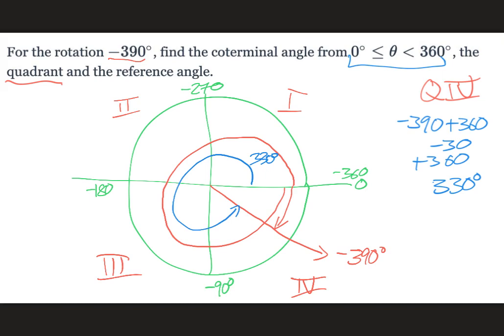And then finally, we're looking for our reference angle. And the reference angle is how far do we have to go until we get back to the x-axis. Well, if we were looking at negative 360 and we ended up at negative 390, that's going to be another 30 degrees. That's our reference angle.